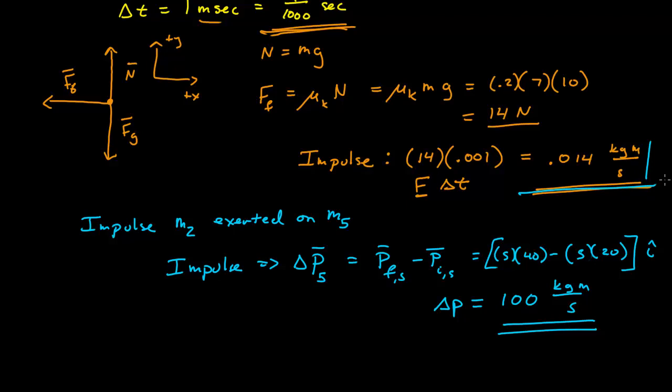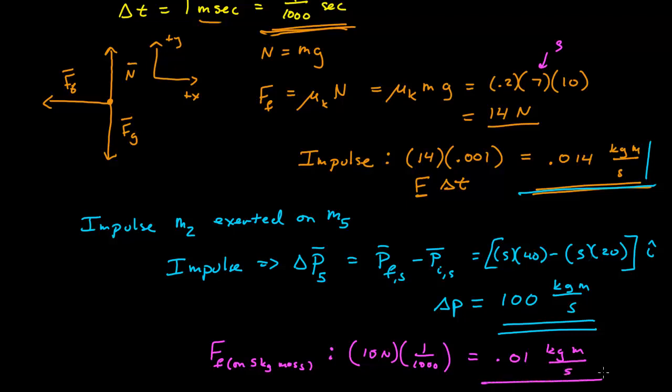So if you want the impulse that the friction exerted just on the 5 kilogram mass, the force of friction on the 5 kilogram mass, that's a little small subscript 5 here. Well, that's the frictional force for just the 5 kilogram mass. That's just 10 newtons times 1 over 1,000. That's just 0.01 kilogram meters per second.